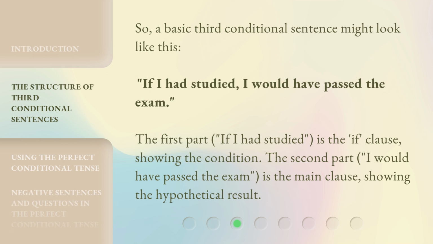So, a basic third conditional sentence might look like this: If I had studied, I would have passed the exam. The first part, if I had studied, is the if clause, showing the condition. The second part, I would have passed the exam, is the main clause, showing the hypothetical result.